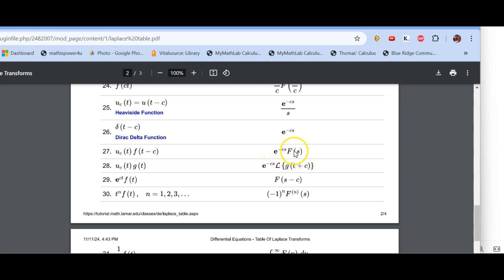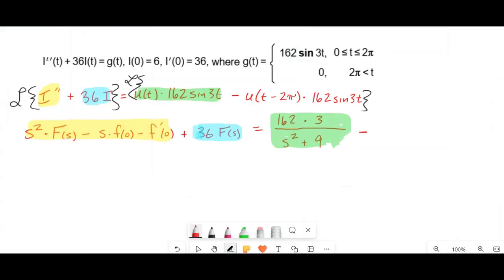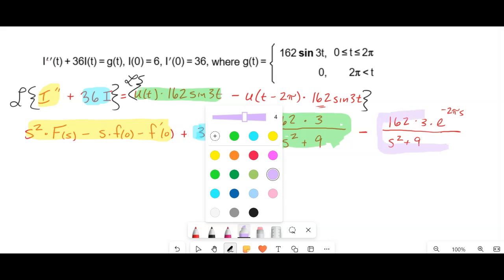E to the negative 2 pi s times the Laplace transform, again, of the same exact sine function that we just saw. So basically, this is going to look exactly like what we saw here, this 162, okay, because that's that part. The sine of 3t, that's this times 3 over s squared plus 9. Right, but we're going to have the shifting via the e to the negative 2 pi. Okay, so that is the Laplace transform of all this.